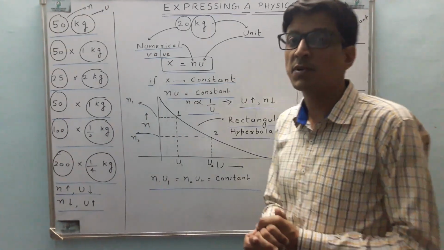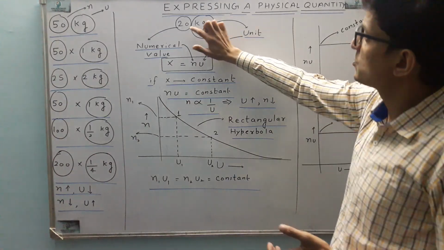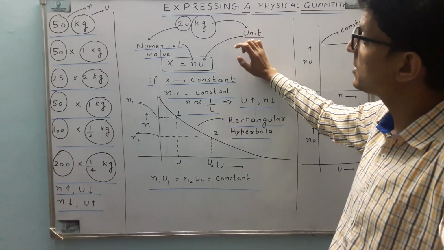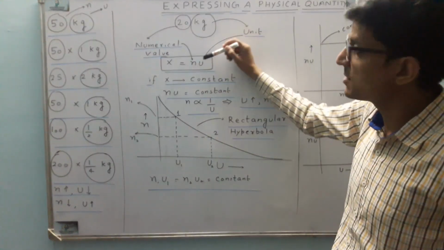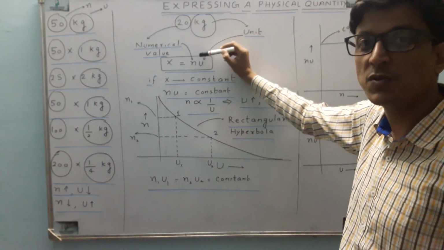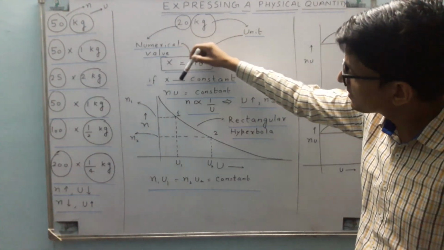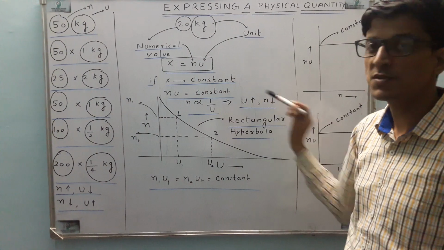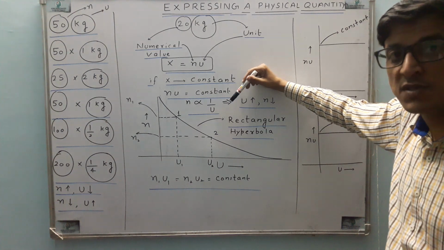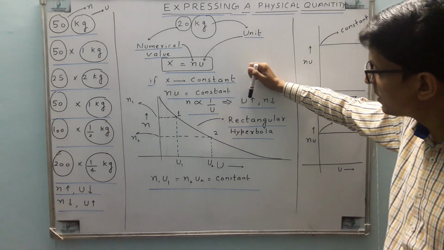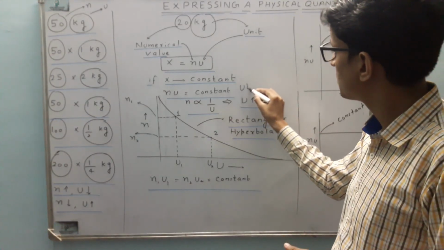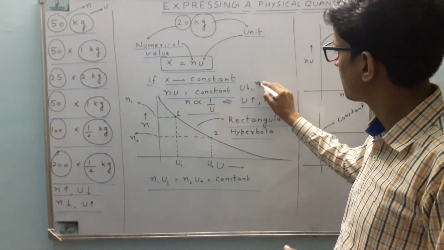Let's look into the things with proper perspectives. So suppose I write 20 kg. So here this is the numerical value and this is the unit. So if I write a physical quantity x, so x can be written as n multiplied by u, where n is the numerical value and u is the unit. Now if x is constant, that means nu will be constant. That means n will be proportional to 1 by u. So there is an inverse proportionality relation. That means if you increase u, then n will decrease, and similarly if you decrease u, then n will increase.